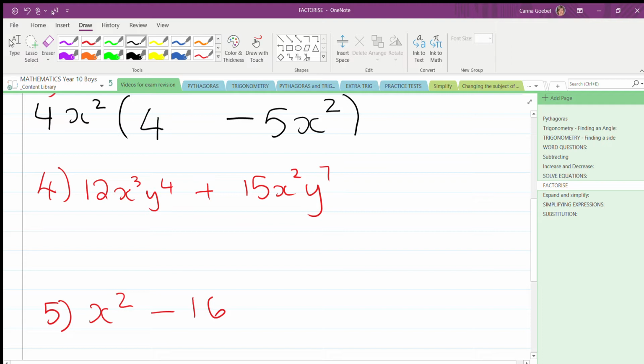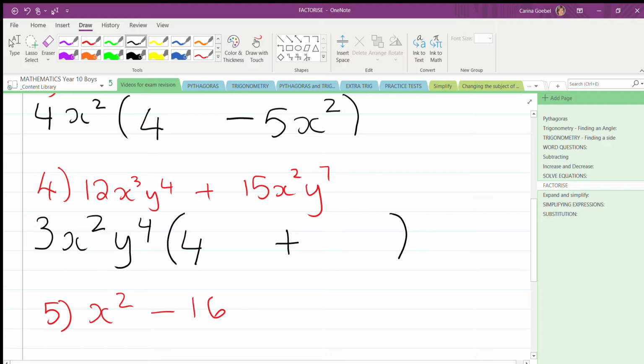They both can be divided by 3. X cubed, x squared. So the minimum they each have is x squared. Y4, y7. So the minimum they each have is y to the power of 4. Then put your bracket down, place your sign. Don't squash your things up. It's easier to see. 12 divided by 3 gives you 4.